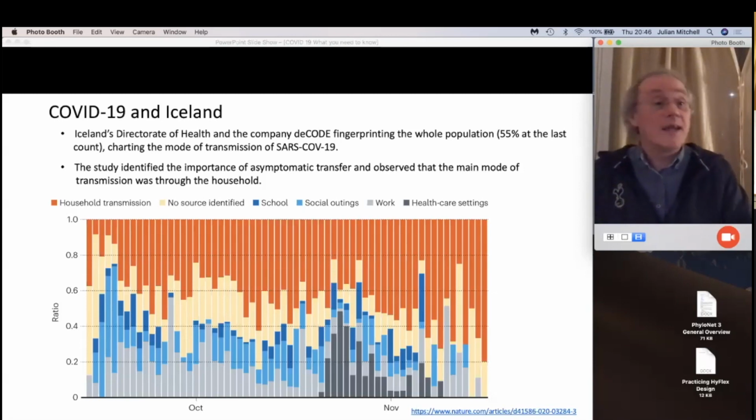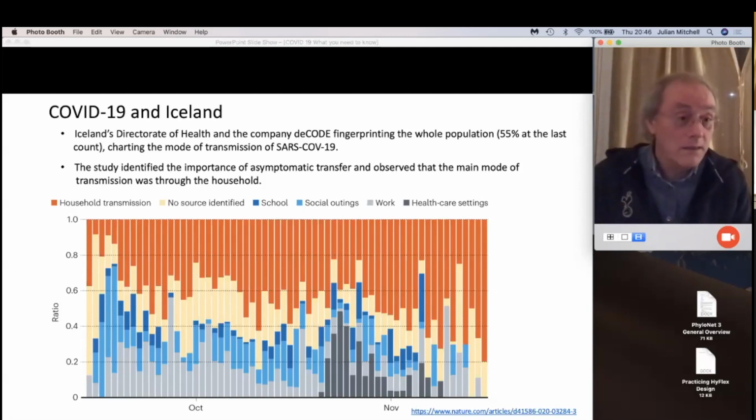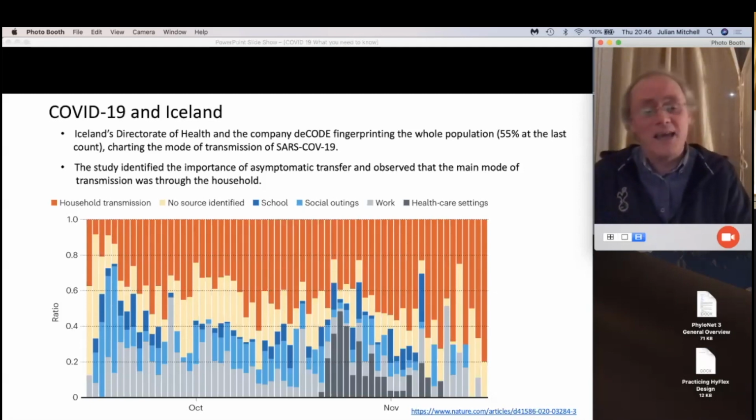Okay, and that actually worked very well up until they've had a second spike now. But up until then, they had only 8 deaths per 100,000 people, whereas in America and here we're looking at 80 plus deaths per 100,000. Which is a whole order of magnitude of 10. So obviously people in Iceland have done something right.